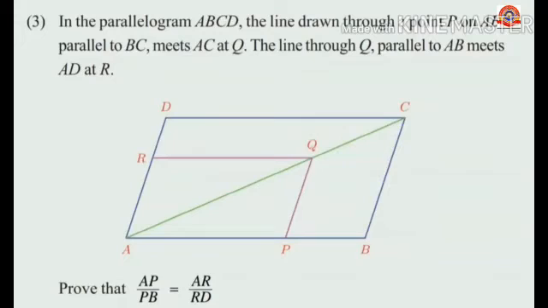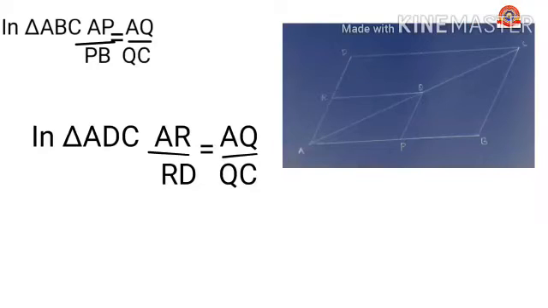Then consider the third question. In the first sub-question, we have to prove that AP by PB is equal to AR by RD. Let's start. In triangle ABC, AP by PB is equal to AQ by QC. Consider it as the first equation. In triangle ADC, AR by RD is equal to AQ by QC. Consider it as the second equation.